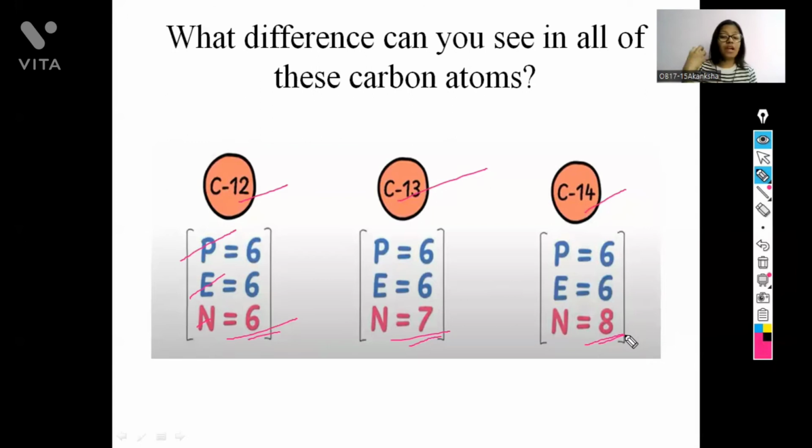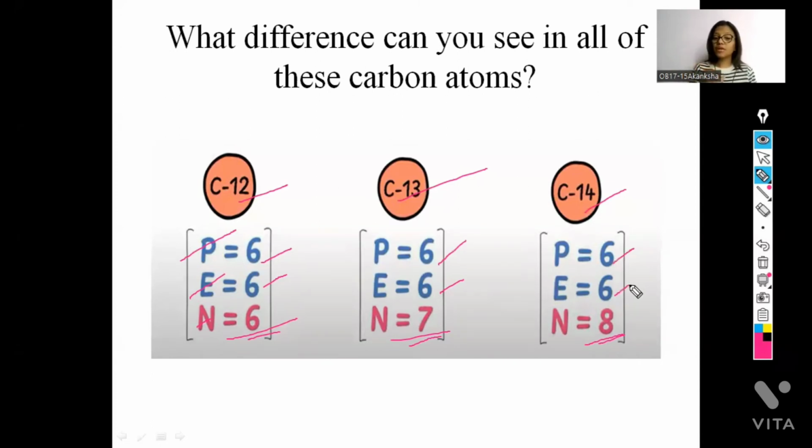The similarity between them is that they have the same number of protons and electrons, right? For C12 they have 6 protons and 6 electrons, and C13 has 6 protons and 6 electrons again, and C14 is also having 6 protons and 6 electrons.